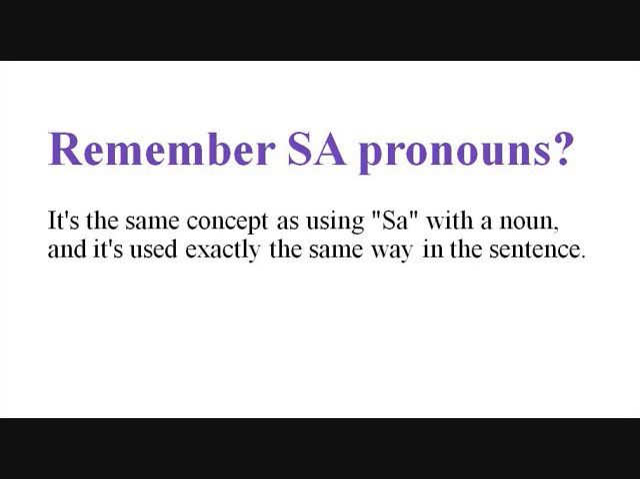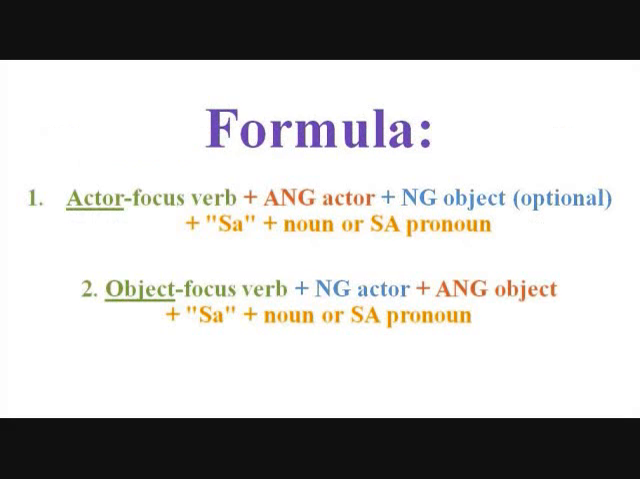Remember the sa set of pronouns that we learned in the last lesson? Sa pronouns have the same concept as using sa with a noun, and they are used exactly the same way in the sentence. Here are a couple of formulas for creating a sentence with a location. Formula 1. Begin with an actor-focus verb. Add an ang actor and then a ng object. The object is optional. Then add sa and then a noun or a sa pronoun.